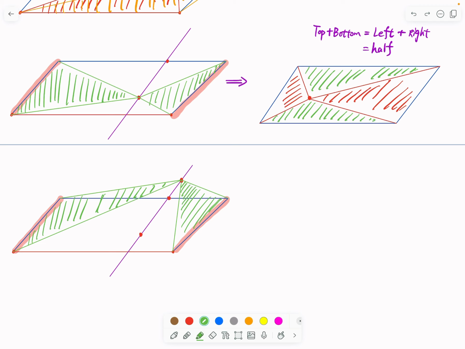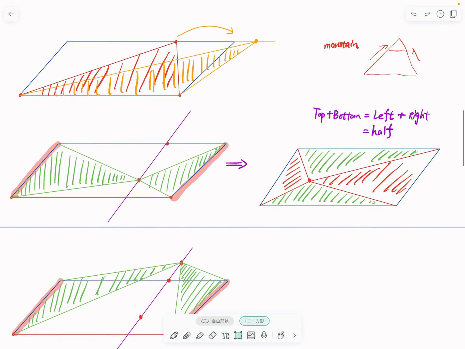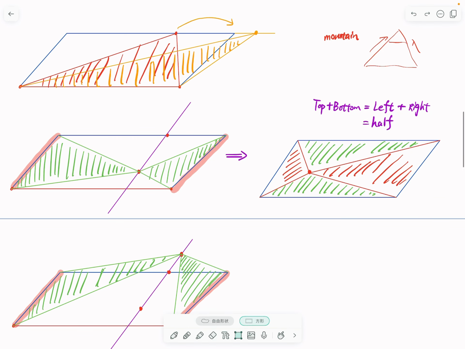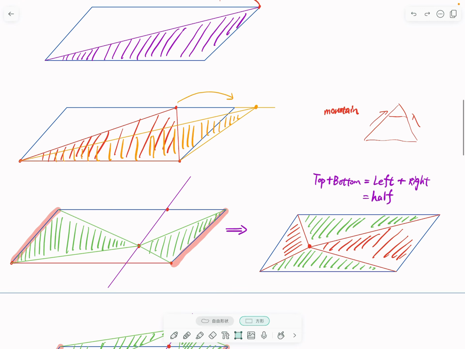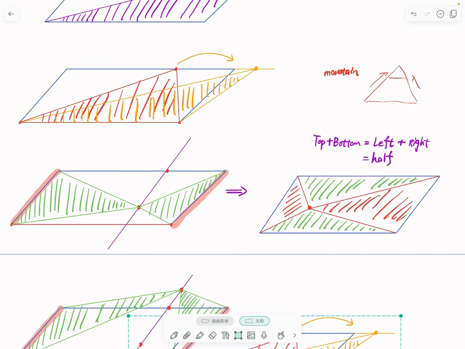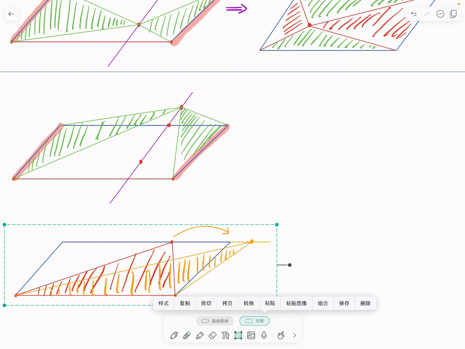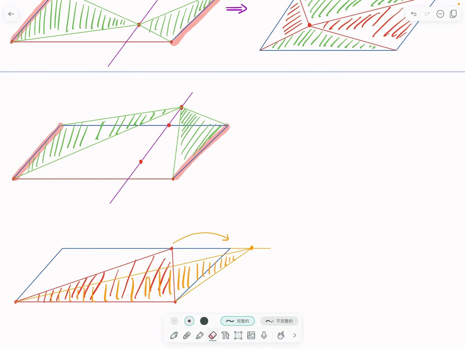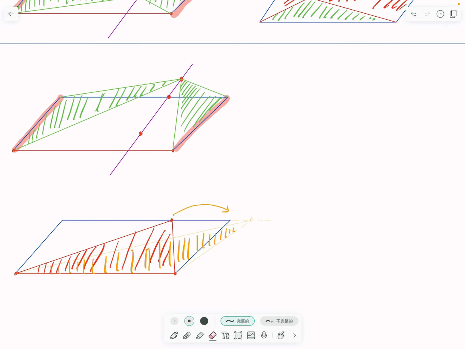Okay, so what else? We also have other things. So maybe we just base on this part. So now let's move to this place. And you can find, if I just draw a mountain here, I have a mountain. So I clean all the things.